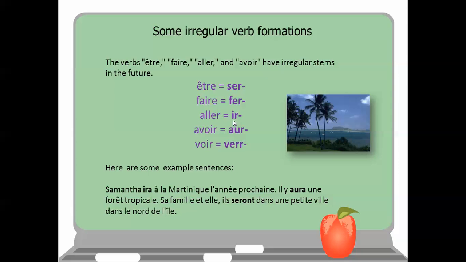Aller, this is one we use a lot. Notice that the stem is IR. And an example is the sentence right here. Samantha ira à la Martinique. Samantha will go to Martinique. Ira means will go. And our last example is avoir, the stem is AUR. Il y aura une forêt tropicale. There will be a tropical rainforest.